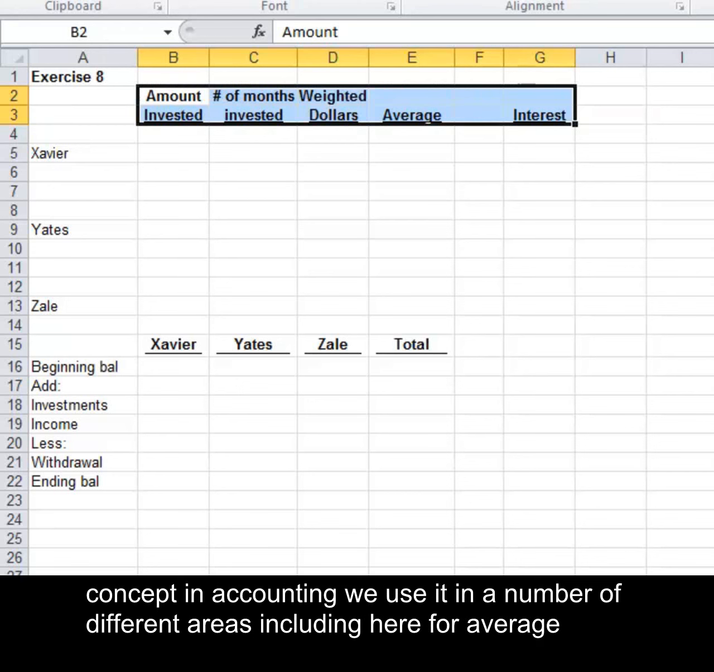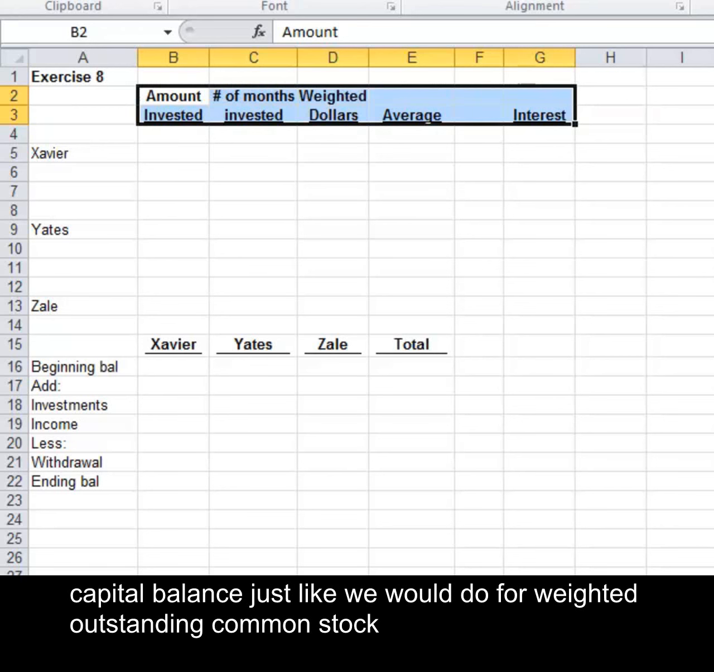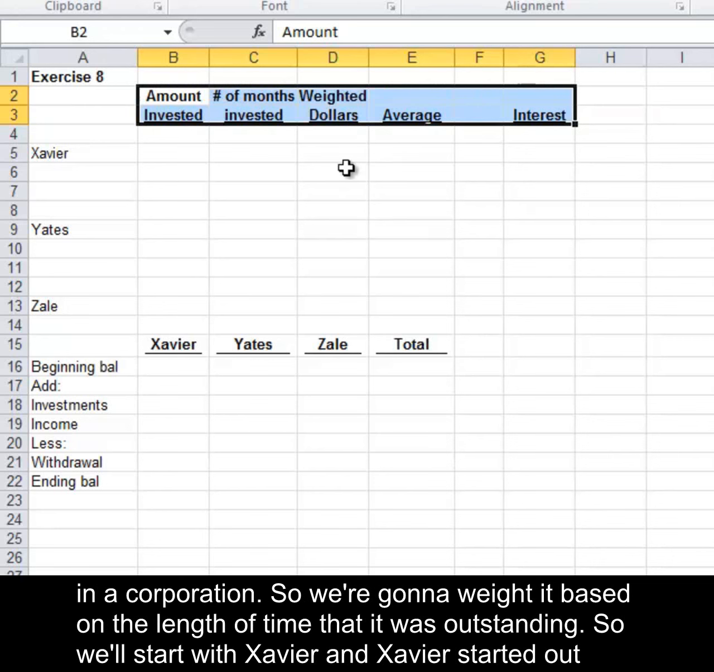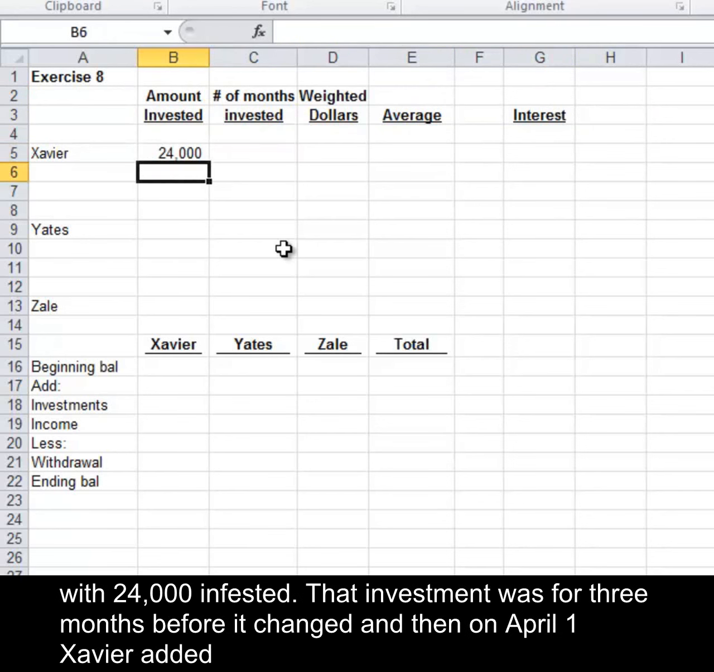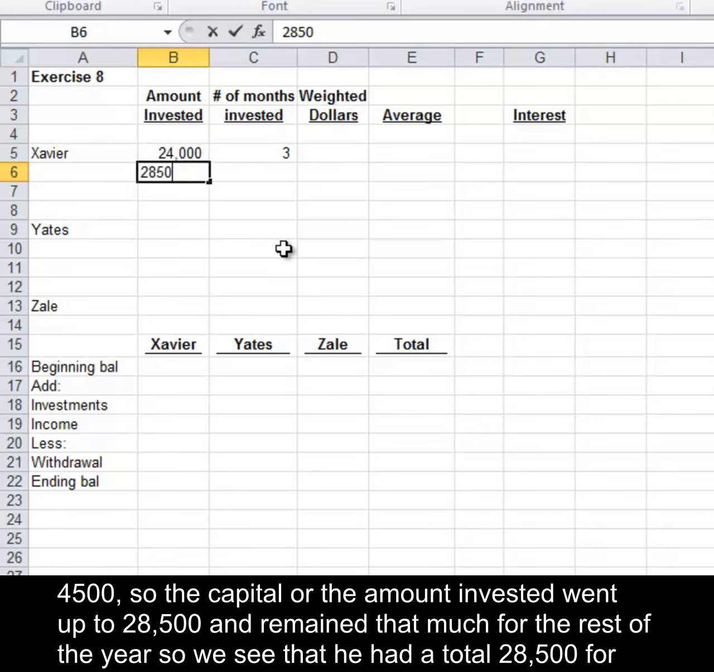We use it in a number of different areas, including here for average capital balance, just like we would do for weighted outstanding common stock in a corporation. So we're going to weight it based on the length of time that it was outstanding. So we'll start with Xavier, and Xavier started out with $24,000 invested. That investment was for 3 months before it changed, and then on April 1st, Xavier added $4,500, so the capital or the amount invested went up to $28,500 and remained that much for the rest of the year.